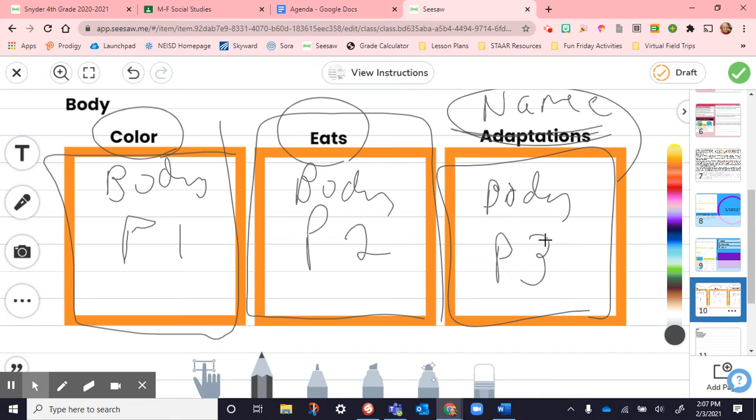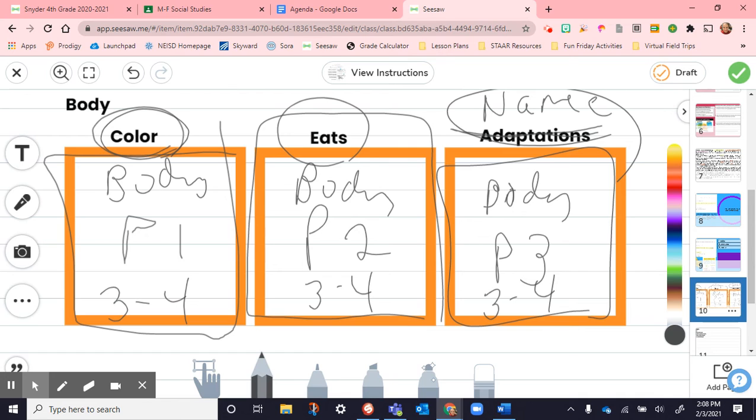Now, within each of these body paragraphs, it needs to be 3 to 4 sentences, every single box. So 3 to 4 sentences about the color, 3 to 4 sentences about what it eats, 3 to 4 sentences about how it got its name. Your box titles might be different. So if you didn't talk about the color, that's fine. Talk to me about what you do want to share.